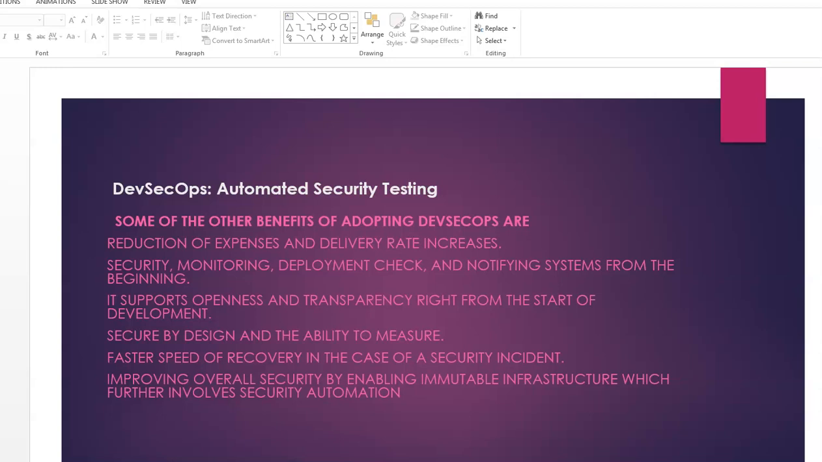We don't have to wait like in the older projects, where design and testing get completed, and only after that, when the application or software goes to production, do we think about the security issues, which takes a very long time. Here, in each and every phase we are doing security testing, which improves performance and speed. If any security issue happens, we try to resolve it. It improves the overall security of the infrastructure for the further involvement of security automation.